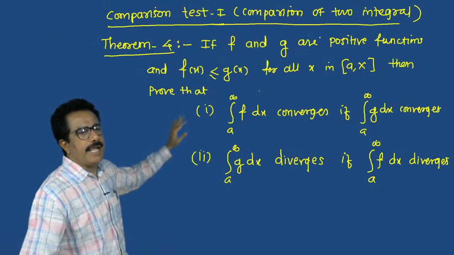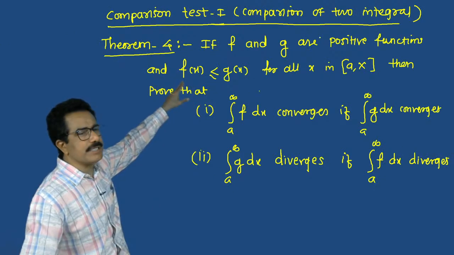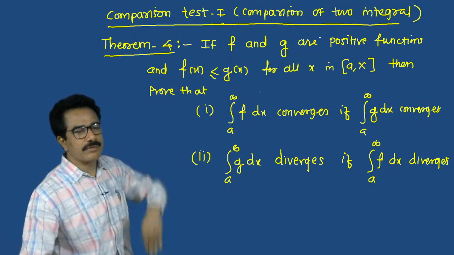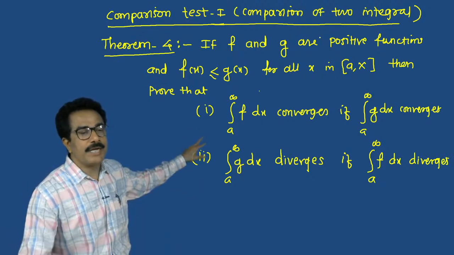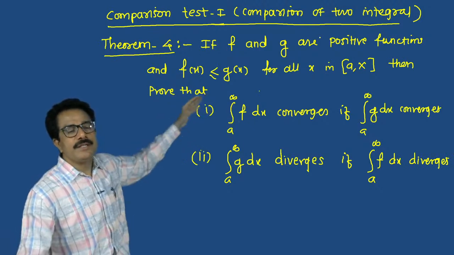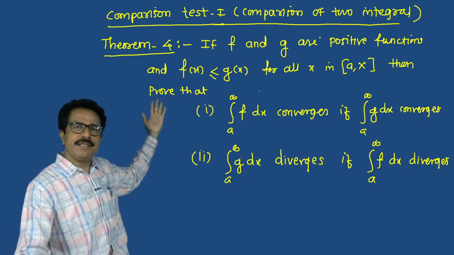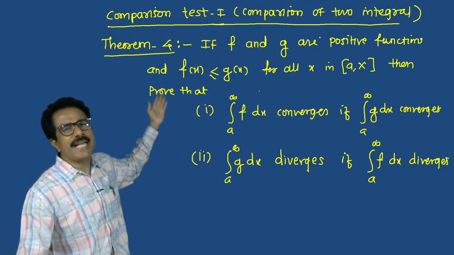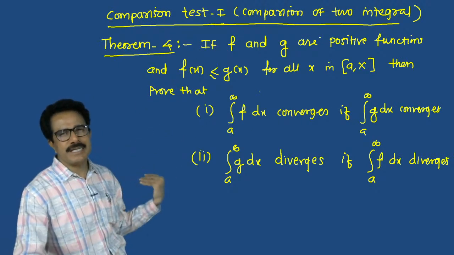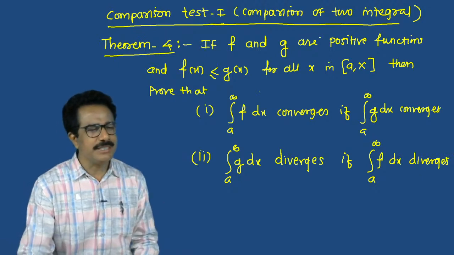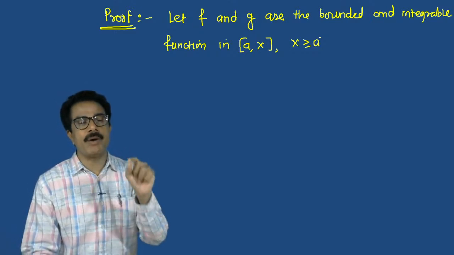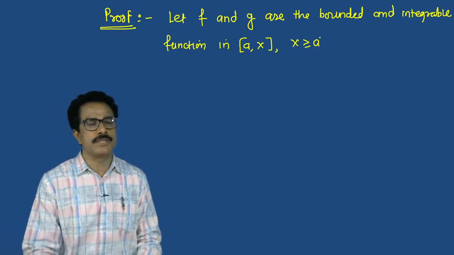Suppose that actually we have to prove this, but in the given condition f and g are positive functions such that f of x is less than or equal to g of x. Then we have to prove that f converges if g converges. Directly we can say, because f is less than g, if g is convergent, then f is also convergent. This is easy. But here we have to suppose that f and g are bounded and integrable functions in the closed interval a comma X.